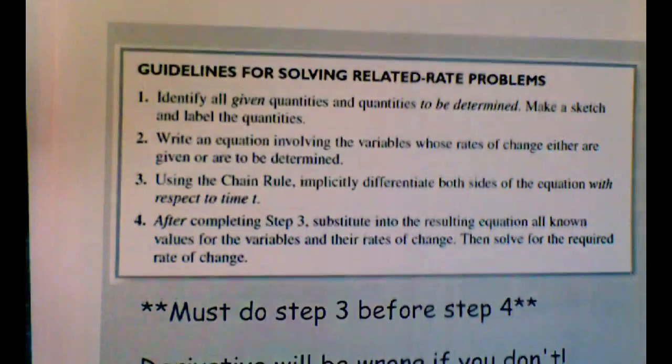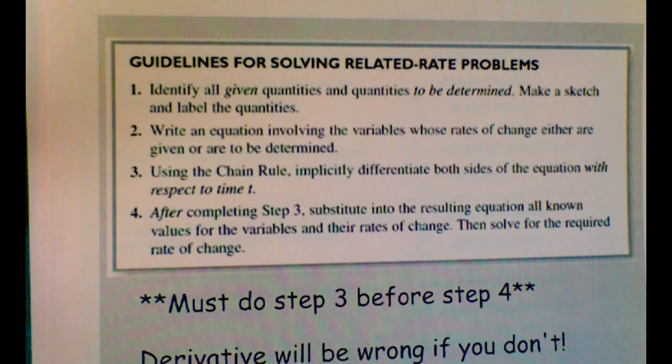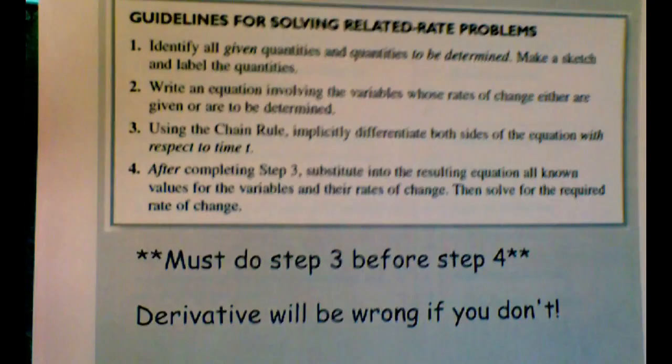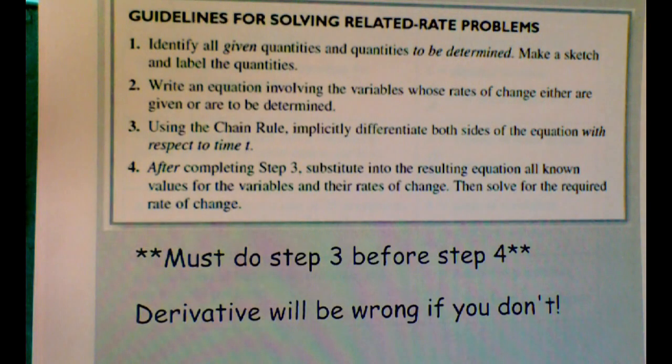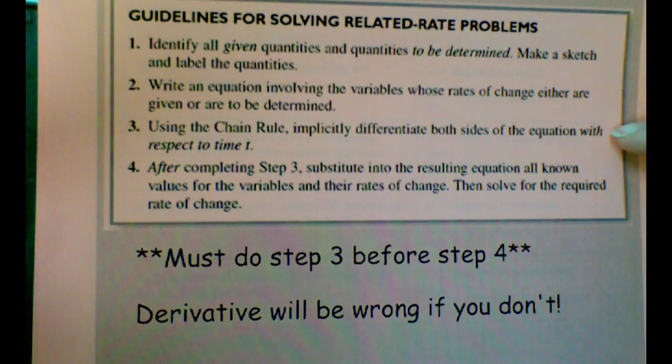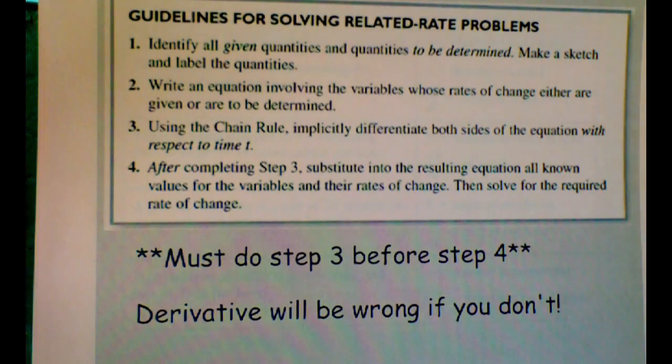All right, some guidelines for your related rate problems. Identify everything that was given and everything you need to determine, and make a sketch if it'll help. Write an equation involving the variables whose rates of change either are given or are to be determined. Then use the chain rule to implicitly differentiate both sides with respect to time. Finally, after completing step 3, substitute into the resulting equation all known values for the variables and the rates of change. Then solve for the required rate of change. You have to do step 3 before step 4, otherwise you'll get it wrong. You have to take the derivative of everything before you plug anything in. Otherwise there won't be anything to take a derivative of.